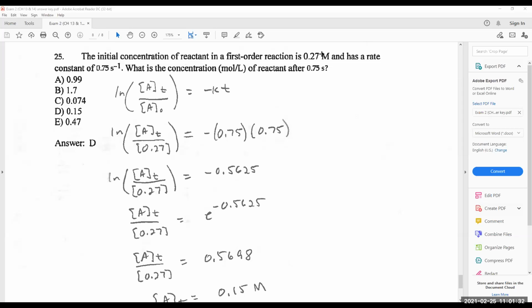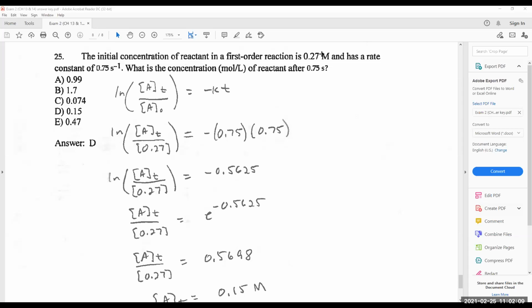So we have the natural log of the concentration at whatever time it is we're interested in, divided by that initial concentration, equals minus the constant times the time. So that concentration at some time, in this case, 0.75 seconds, that's what we're trying to find. So that's the unknown. That's divided by 0.27. We want the natural log of all that. And that's equal to minus 0.75 for the constant and 0.75 for the time in seconds.